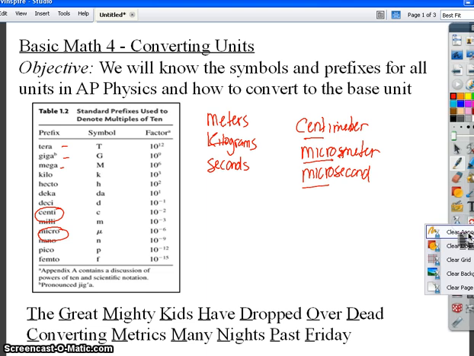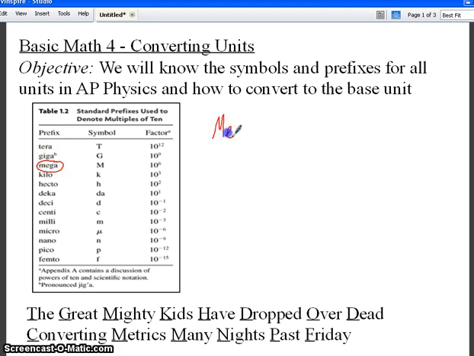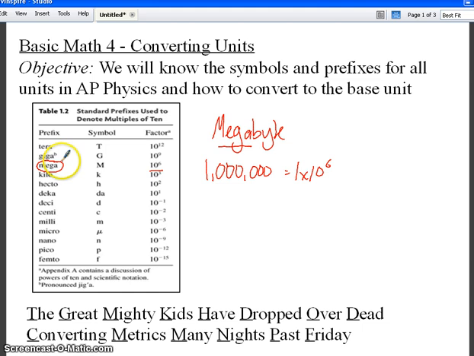So let me clear this away. So let's go to computers because people typically know that a megabyte is 1 million bytes. A million is 1 times 10 to the 6th. So you can see mega, capital M, 10 to the 6th. So that's where we get the term megabyte. A gigabyte is a billion bytes, or 10 to the ninth.